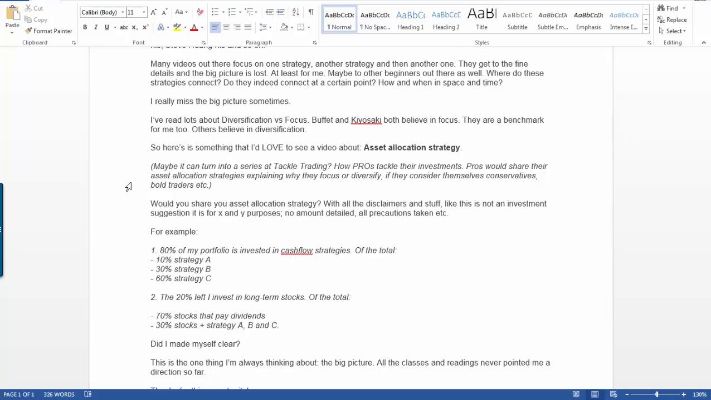Where do these strategies connect? Do they indeed connect at a certain point? How and when in space and time? I really miss the big picture sometimes. I've read lots about diversification versus focus. Buffett and Kiyosaki both believe in focus. They are a benchmark for me too. Others believe in diversification. So here's something that I'd love to see a video about: asset allocation strategy.